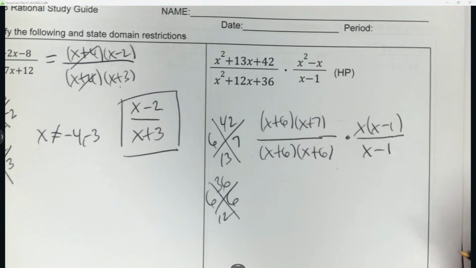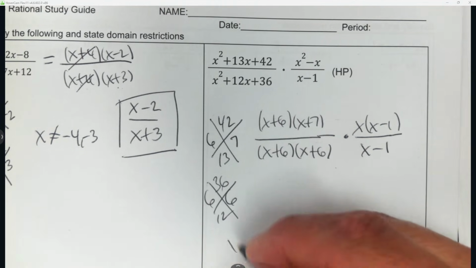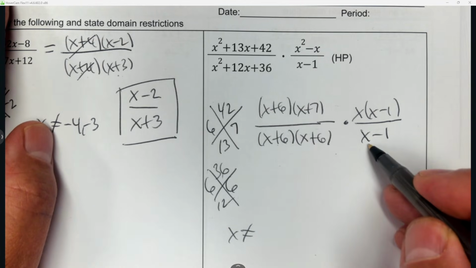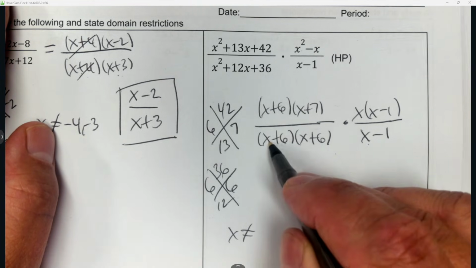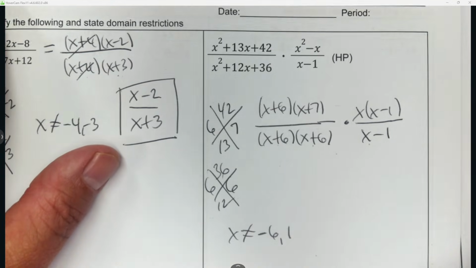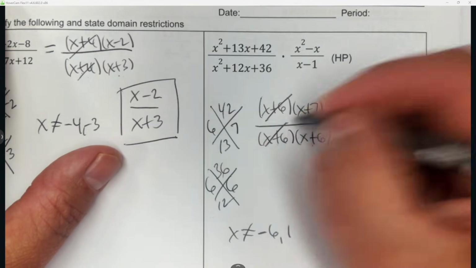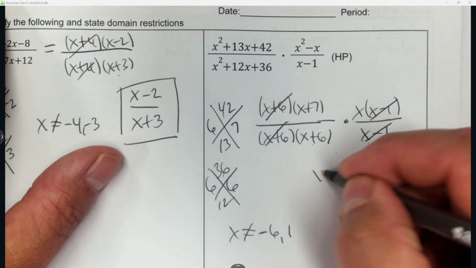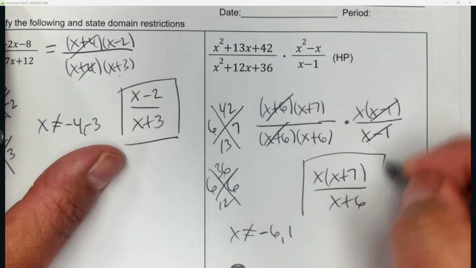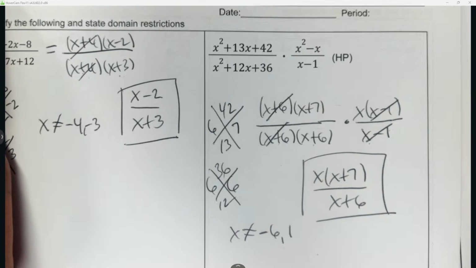That's x minus 1. So there are two numbers x cannot be. From the denominator, negative 6 and positive 1. I don't write down negative 6 again. So negative 6 and positive 1 are the restrictions. Then we cross out, and then you're left with your answer. Done.